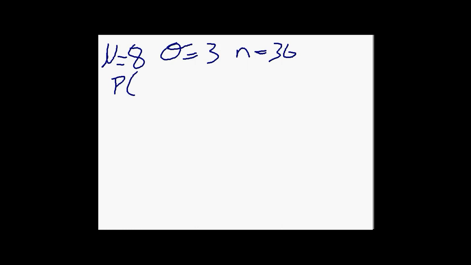So here, the population mean is equal to 8, and then the standard deviation is equal to 3, and then the number of samples is equal to 36. We should find the probability that the sample mean is between 7.8 and 8.2.